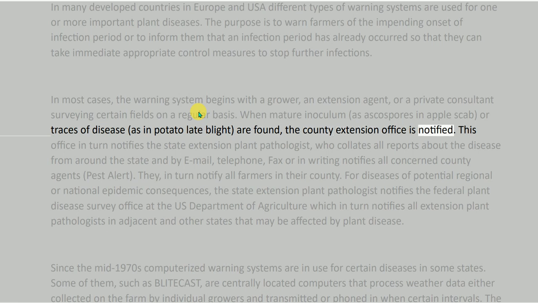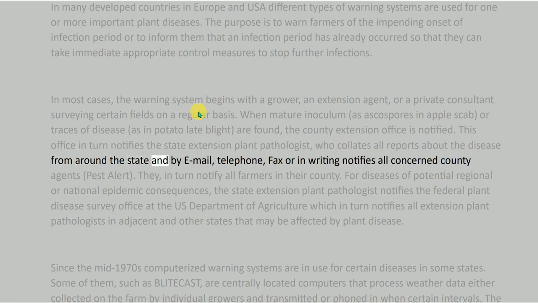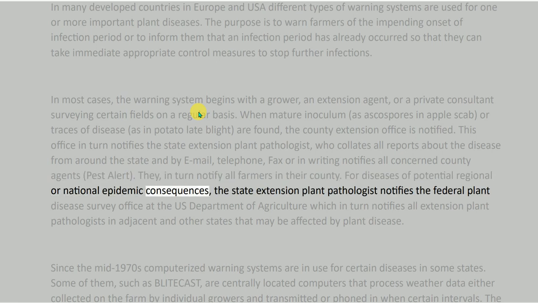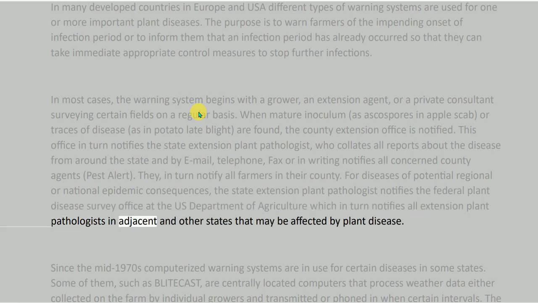This office in turn notifies the state extension plant pathologist, who collates all reports about the disease from around the state and by email, telephone, fax or in writing notifies all concerned county agents. Pest alert. They, in turn, notify all farmers in their county. For diseases of potential regional or national epidemic consequences, the state extension plant pathologist notifies the Federal Plant Disease Survey Office at the U.S. Department of Agriculture, which in turn notifies all extension plant pathologists in adjacent and other states that may be affected by the plant disease.